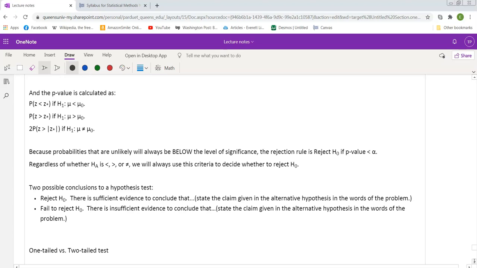So we said this before, but again, we're emphasizing things today so that we make sure everybody gets them for the rest of the semester. For every hypothesis test, you either reject H0 and say that there is sufficient evidence to conclude that whatever the alternative hypothesis says, or you fail to reject H0 and say that there is not sufficient evidence to conclude that whatever the alternative hypothesis said.